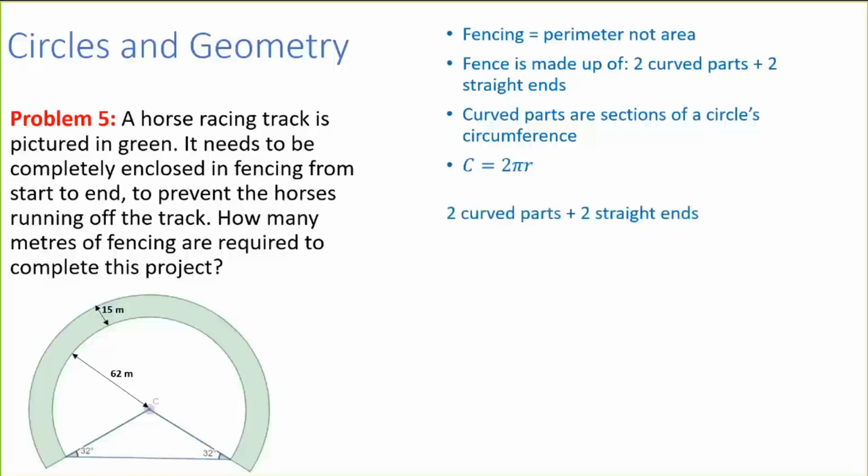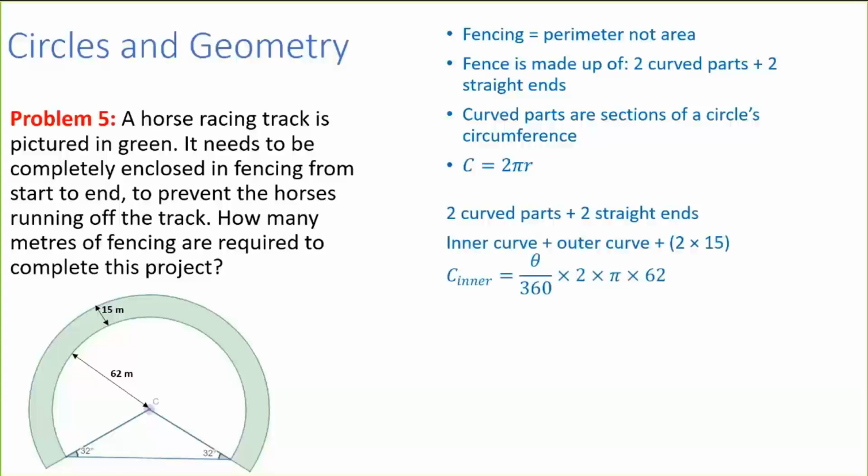So going back to this, we've got 2 curved parts and 2 straight ends. We've got the inner curve, we've got the outer curve, and we've got 2 lots of 15 meters. That's how much we know that the track is wide. All right, so there's the curved part, the inner curved part.